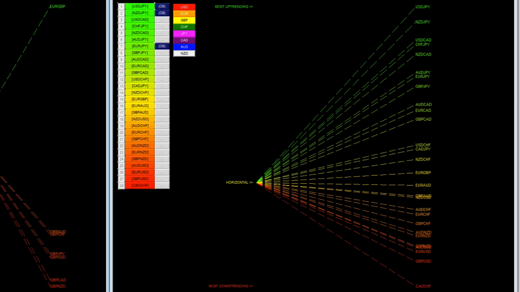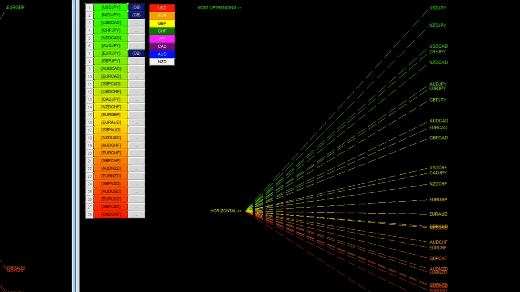In displaying all the pairs in an array, this gives you an instant view of their relative trend strength and reveals this relation in a visual, beautiful, and intuitive manner in 3 very powerful ways.